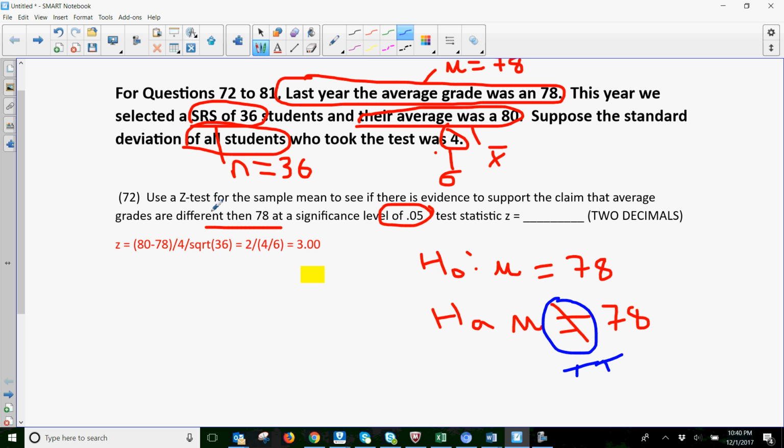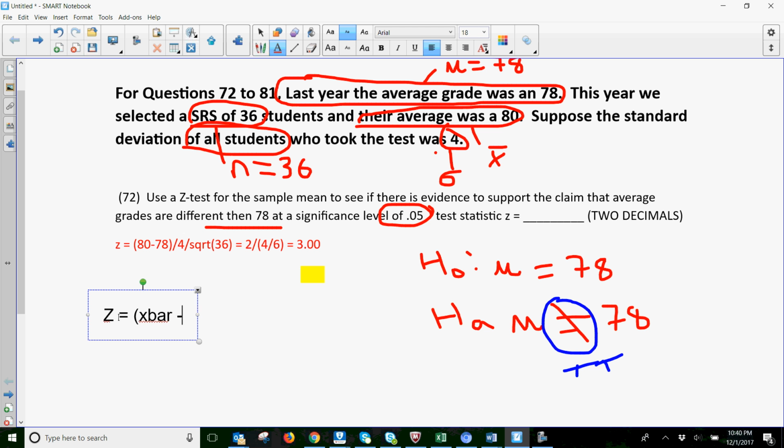So the first thing we want to do is calculate our test statistic. So you can see here, actually I'll type this in. z is going to be equal to, in the numerator you're going to have x bar minus mu, divided by sigma over the square root of n.